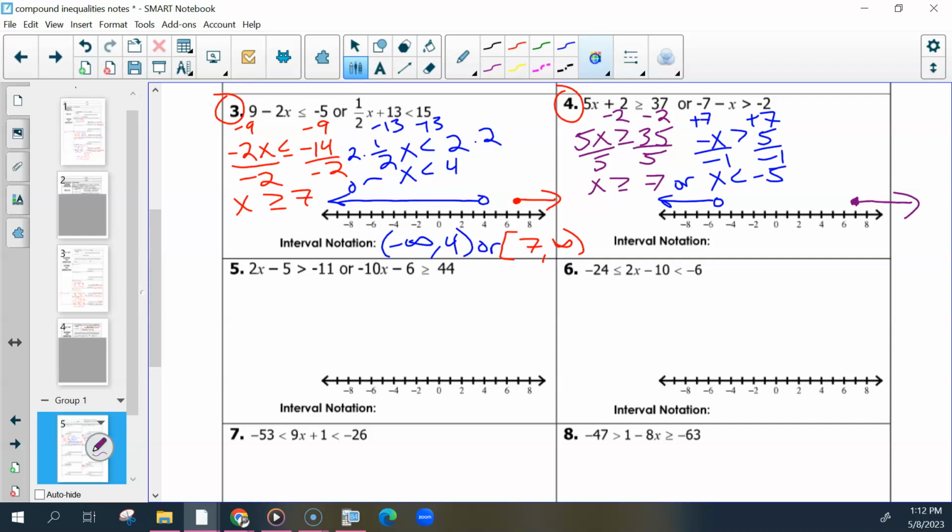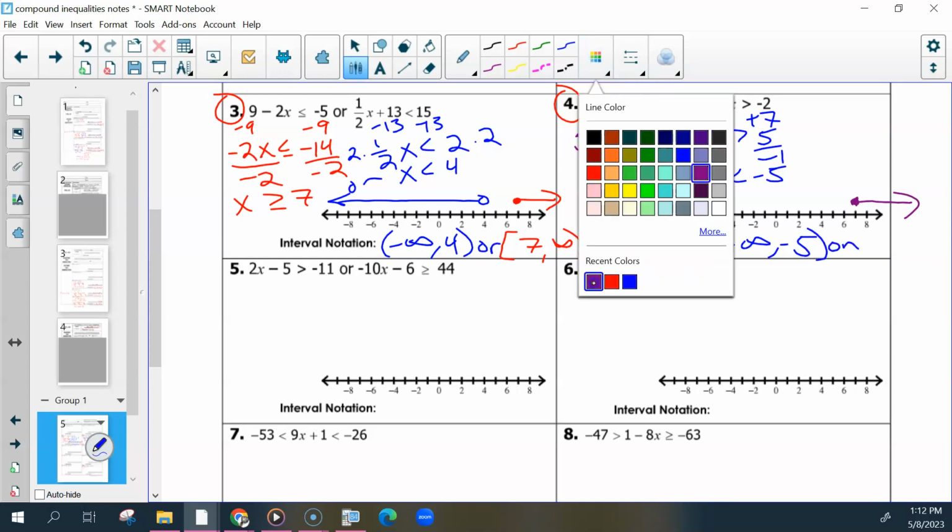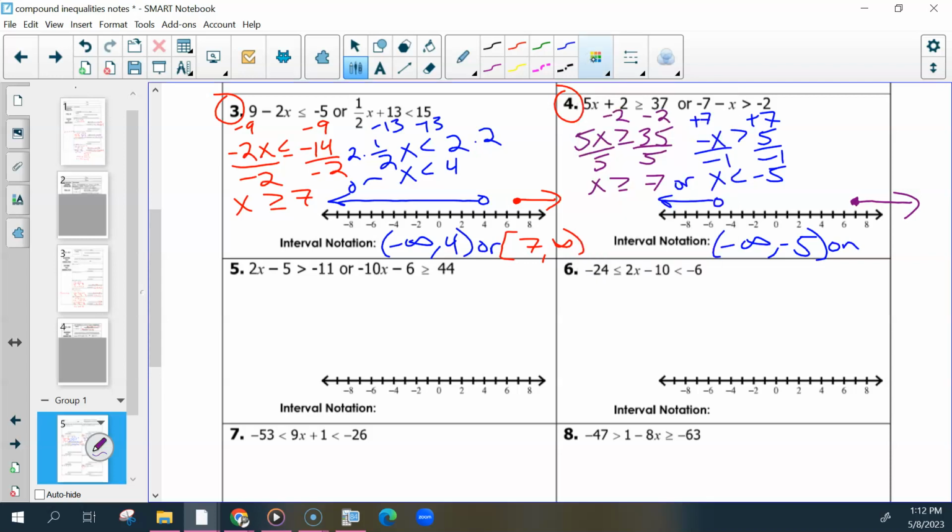So then interval notation will look kind of the same as this one. Start at -infinity, end at -5, parentheses. Then start at 7, bracket, go to infinity. What questions do we have on that?